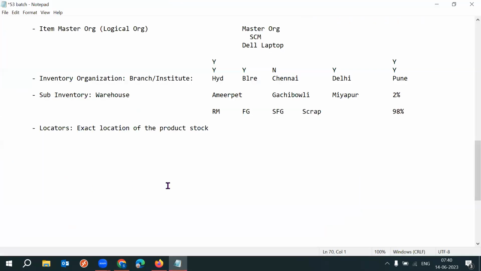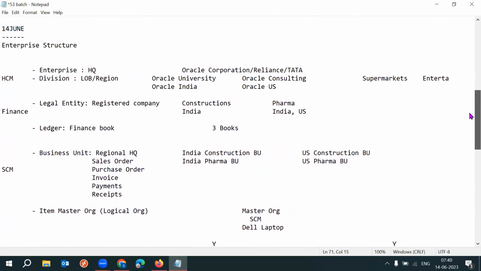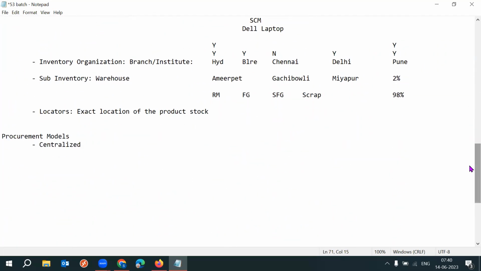Because of the business unit concept, we can achieve different procurement models. One is centralized. I will share this document with all of you too. I'll share the running notes with all of you. I'll put it in the drive. You can download it from there. Yesterday I forgot to put it in the drive. Today I'll put it in the drive before I close this class.